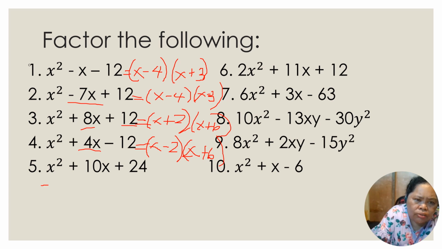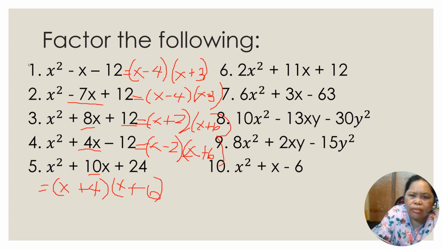Okay, what about number 10? We have 24 here. What are the factors of 24? If we need 10, we can have 6 and 4. So we can have x plus 4 and x plus 6. Good, because 4 plus 6 is 10 and 4 times 6 is 24. Easy, right?